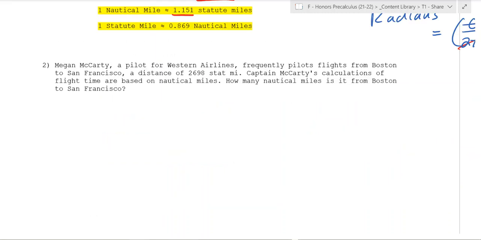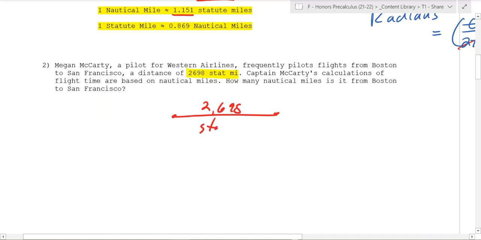So in this question, a pilot for Western Airlines is flying from Boston to San Francisco, which is 2,698 statute miles, and those are the regular miles that you know. And Captain McCarthy's calculations of the flight time are based on nautical miles. How many nautical miles is it from Boston to San Francisco?